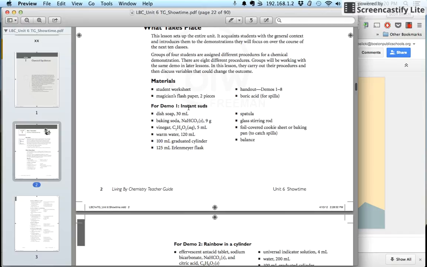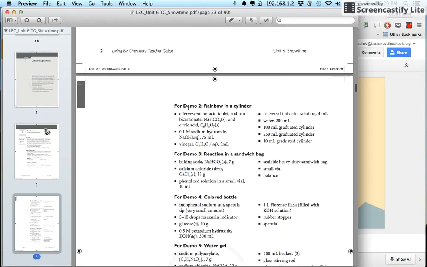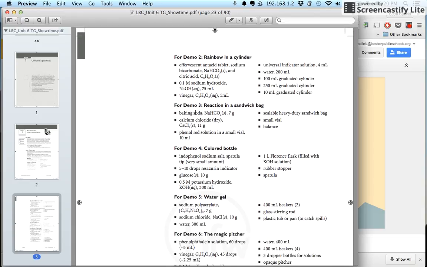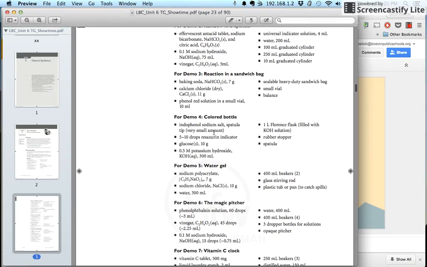So just to show you a little bit about the teacher's guide here, we see that lesson 1 demonstration involves dish soap and baking soda and vinegar. Nothing too different there. One demo uses antacid tablets and universal indicators. So these are conceivably things that could be in the supply room. Perhaps antacid tablets would need to be purchased from a drugstore. Demo 3 uses phenol red. This is the first time that this indicator has been used in the curriculum, so it may need to be purchased exclusively for this lesson.